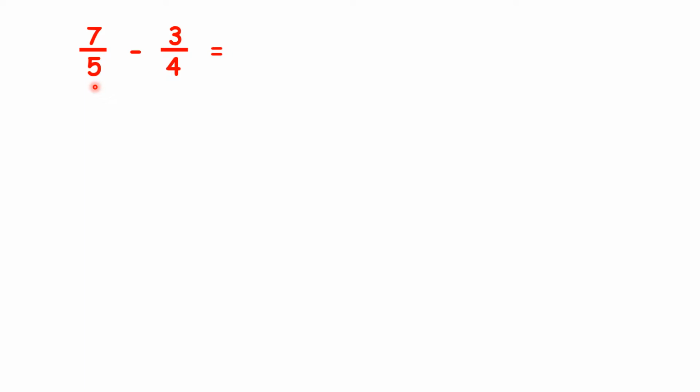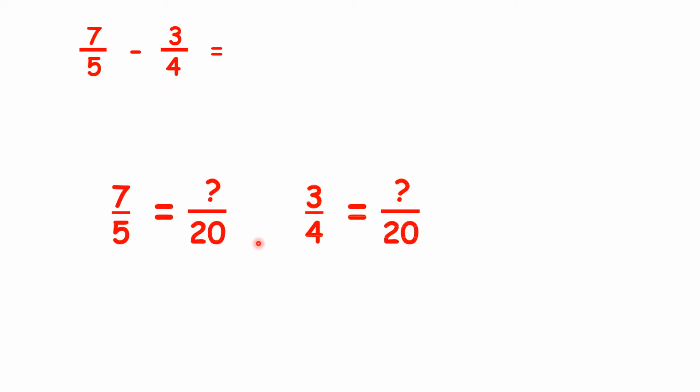So now, what is 7/5 minus 3/4? Well, 5 isn't a multiple of 4, so to make the denominators the same, we need to change both fractions. 20 is the lowest common multiple of 5 and 4. It's the lowest number in both times tables, so let's convert our fractions.